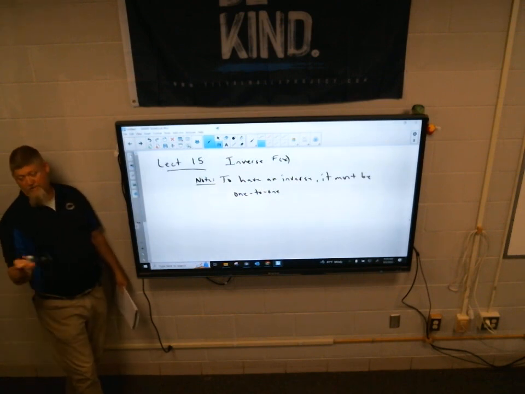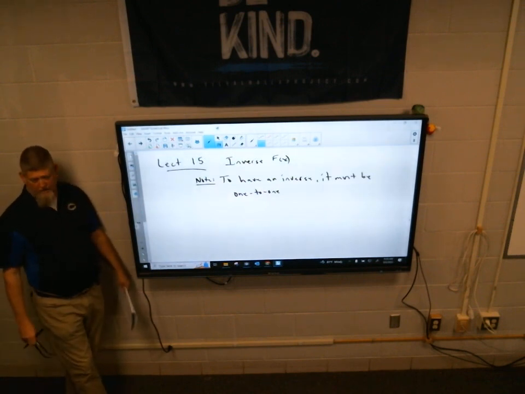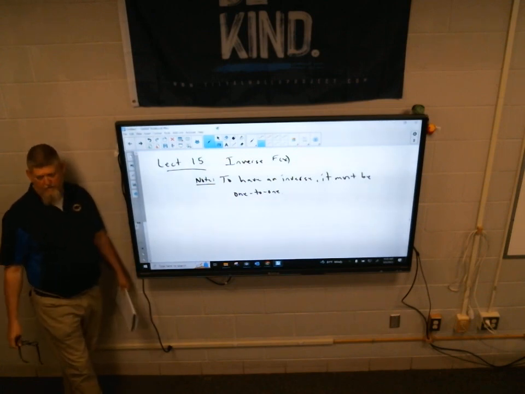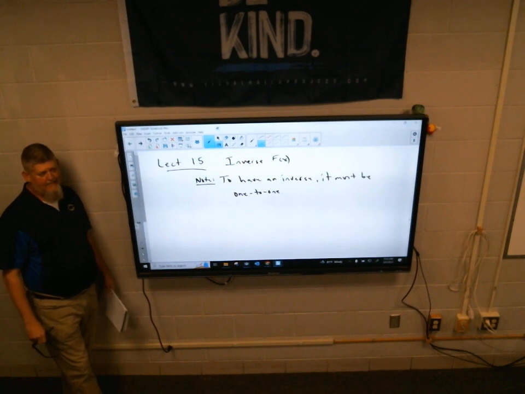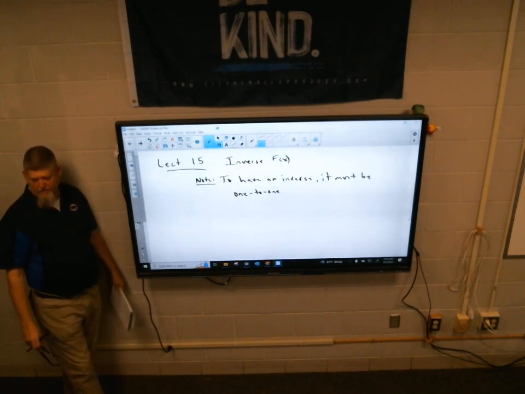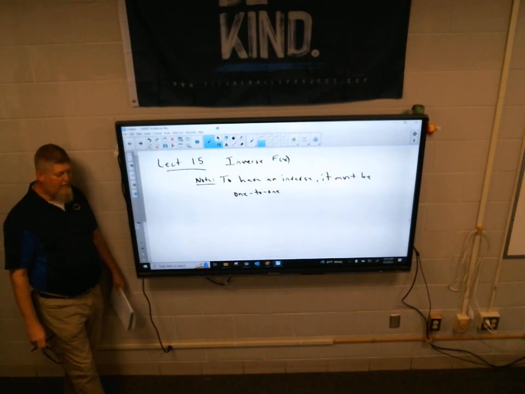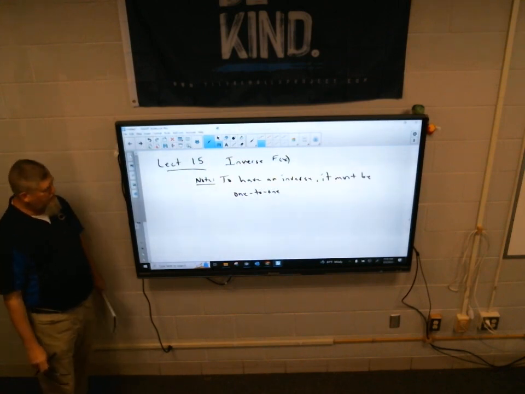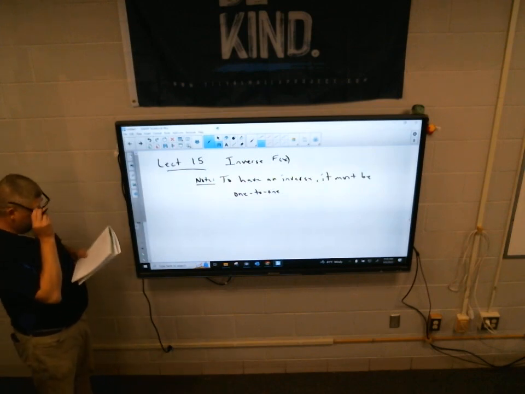So linear always has an inverse. Cubic always has an inverse. Reciprocal always has an inverse. Quadratic doesn't always have an inverse. Many times they don't. So we'll talk about those kinds of things as we go.